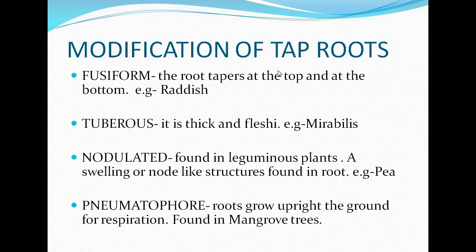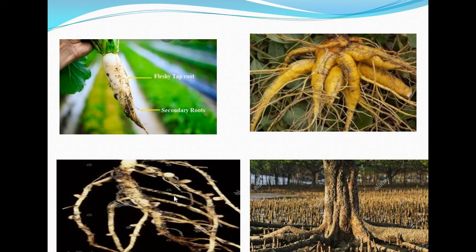Next, modification of taproots. Fusiform, the root tapers at the top and at the bottom, like radish. Tuberous, it is thick and fleshy, example mirabilis. Nodulated, this is found in leguminous plants. A swelling or node-like structure found in the root, like pea root. Pneumatophores, these roots grow upright above the ground for respiration, found in mangrove trees. Here is the picture of radish and mirabilis. This is pea root and this is the pneumatophores of mangrove trees.